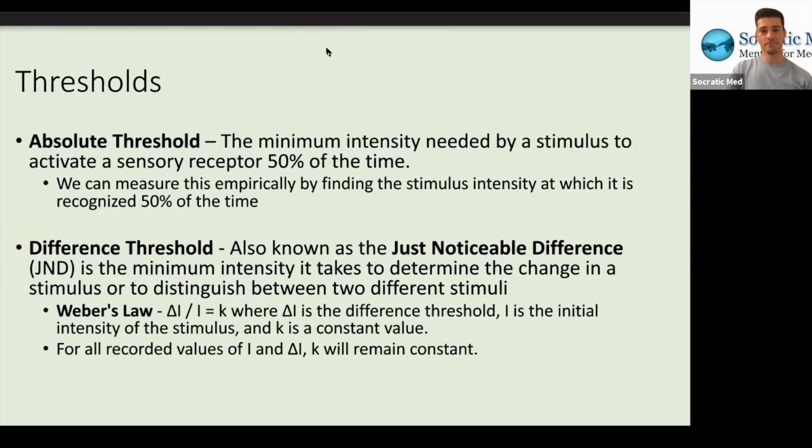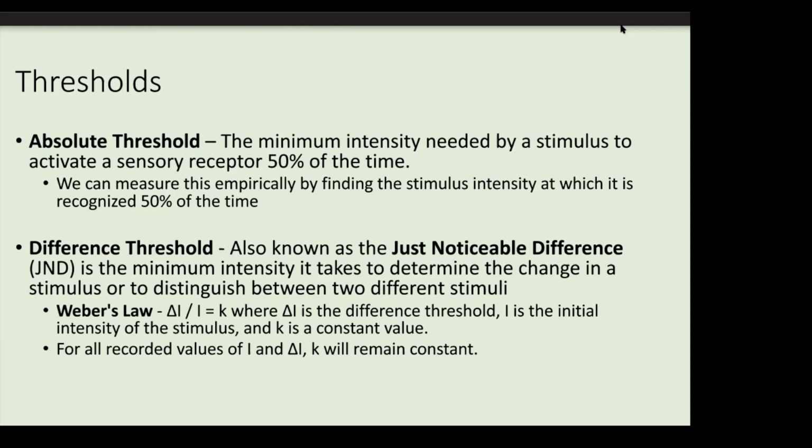I know some of you have probably seen this even in psychology when you do perception for cognitive psych. So the absolute threshold is the minimum intensity needed by a stimulus to activate a sensory receptor 50% of the time. So that means it is how you can detect that a stimulus is present, the minimum amount of stimulus intensity that is needed for you to be able to recognize that the stimulus is present 50% of the time. That's considered the absolute threshold.